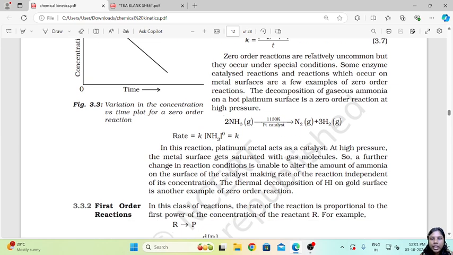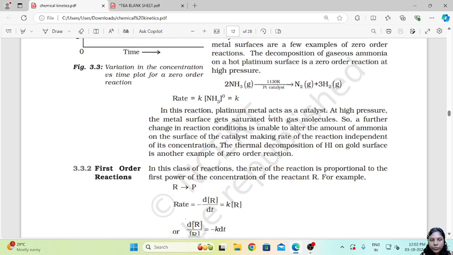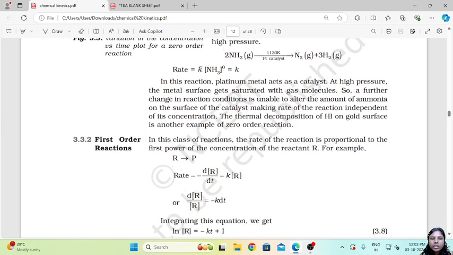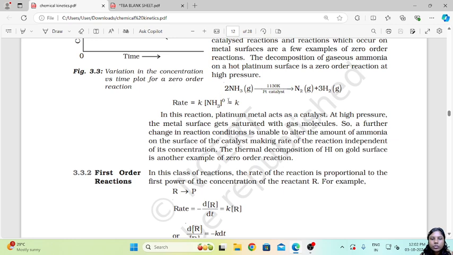Zero order reactions are relatively uncommon, but they occur under special conditions. Some enzyme catalyzed reactions and reactions which occur on metal surfaces are examples of zero order reactions. The decomposition of ammonia gas on a hot platinum surface is also an example of a zero order reaction, but only at high pressure. In this reaction, we have ammonia, platinum catalyzed, giving N2 and 3H2. If you write the rate of the reaction, rate equals k[NH3] raised to 0, which equals k.